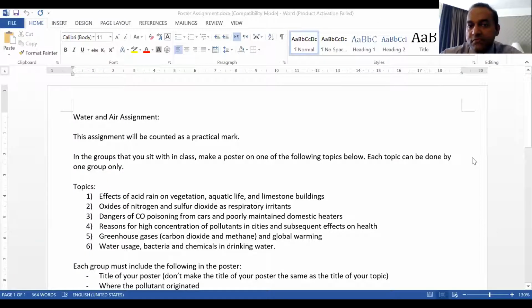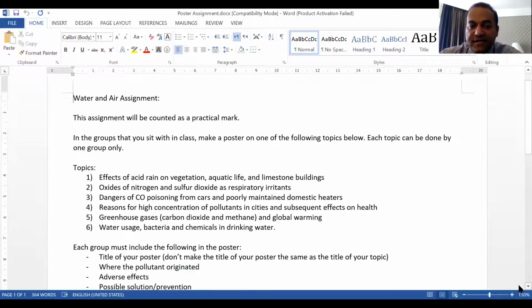Now we go a little bit further. You can see that most of the time the first two questions are easier, but this time I give a bit more. This is a water and air assignment, a bit higher, for grade 9. This time I'm going to put them in groups already. Make a poster on the following topics below. Each topic can be done by one group only. For example, the effect of acid rain on vegetation, oxides of nitrogen, and so on.